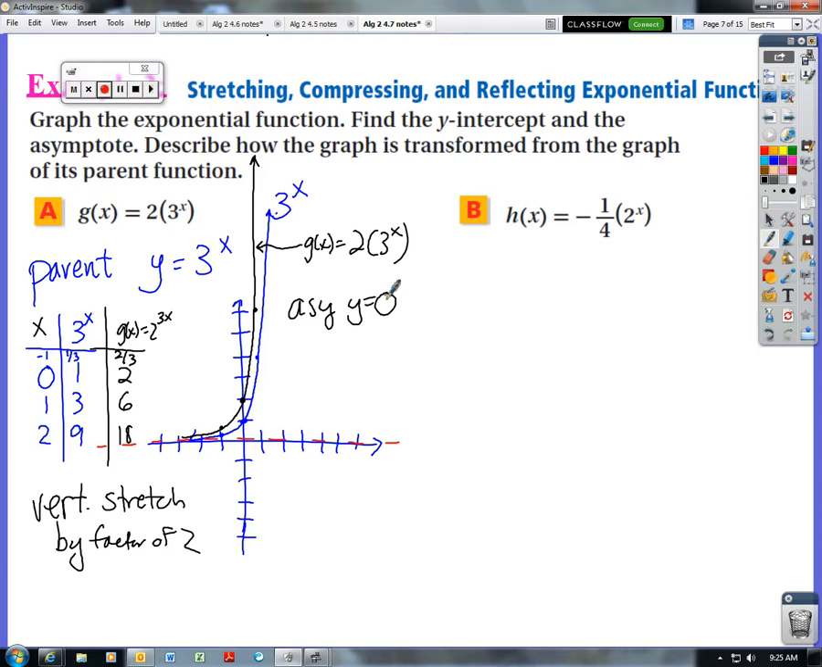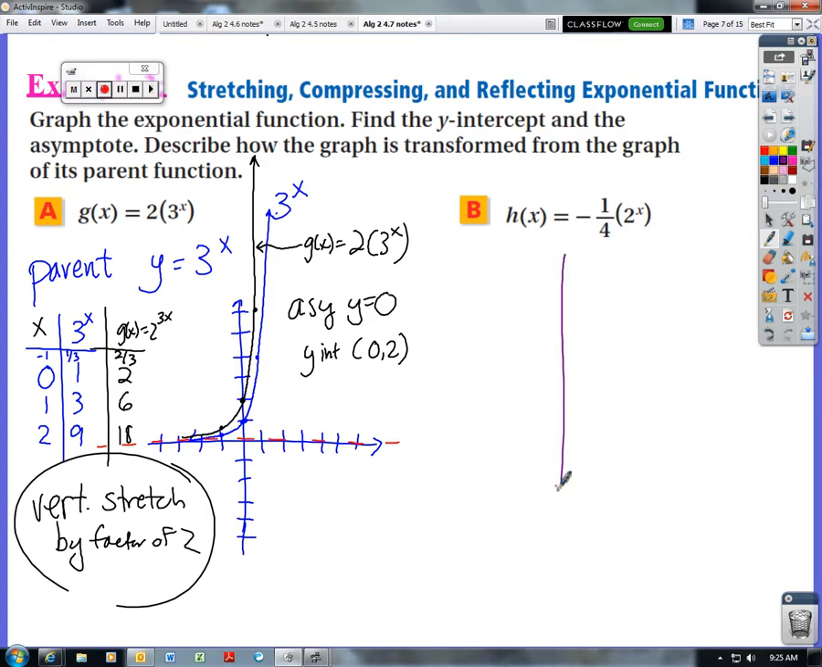It does say find the y-intercept, so that we already know. The y-intercept is 0, 2. So we need to identify that. We got the asymptote, y equals 0. We described how it's transformed here. And we drew the graph. So we did everything. Okay, you might try this next one on your own.